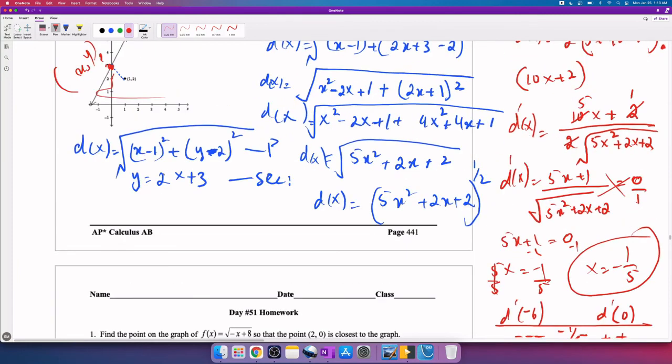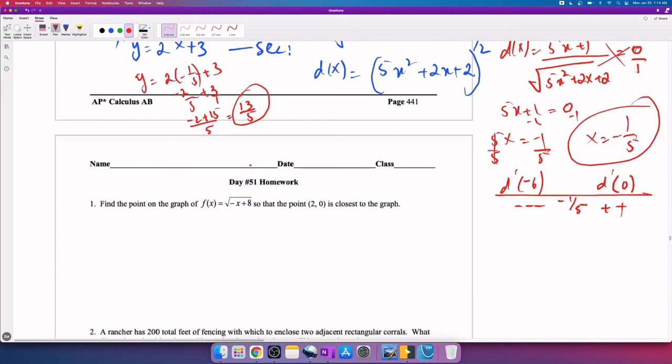How do I get the y? I have to plug in x in this equation up here. I can plug it in here: y equals 2 times negative 1/5 plus 3, like that. So this is giving me negative 2/5 plus 3, which will make it, 5 times 3 is 15, negative 2 plus 15, which is 13 over 5. So that's my y value. So I can tell my x is negative 1/5 and my y is 13 over 5. And this is the point they are talking about where the distance is going to be minimum.